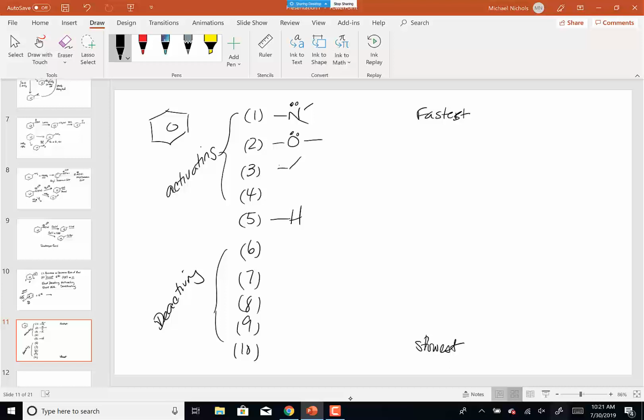Number 3, another benzene ring. Number 4, alkyl group. So nitrogen, oxygen, another benzene ring, and an alkyl group. Numbers 1 through 4, anytime those are attached to a ring, they will go faster. That's verified by experiment and by kinetics.